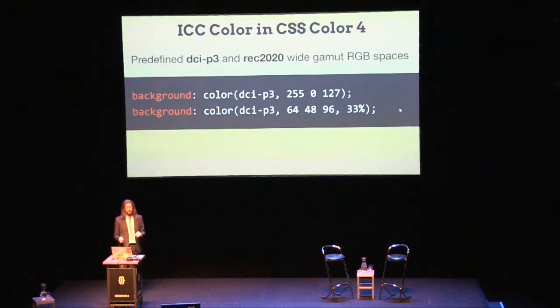Okay, ICC color. So I mentioned ICC profiles, and this is quite common in the print industry and somewhat common in high-end photography. So we have 2 ways to do this. If you want to use DCI P3, which is the big wide one that I showed you, you can use that directly. You can also use Rec 2020 if you really want to be ambitious. And so again, we have a color function where the first parameter is one of these reserved names, and then you have the values with an optional alpha.